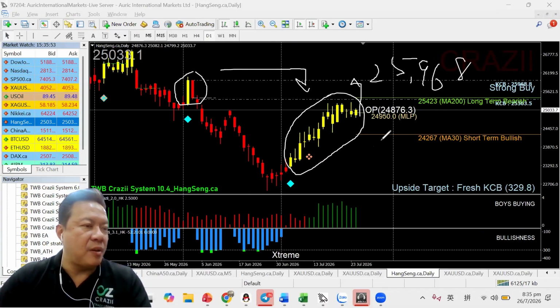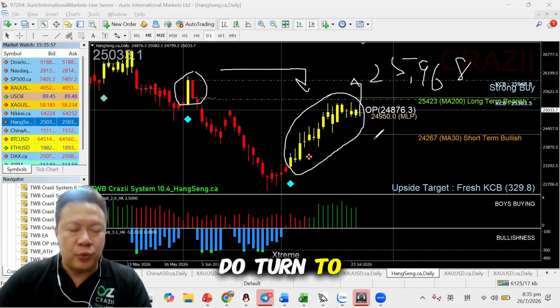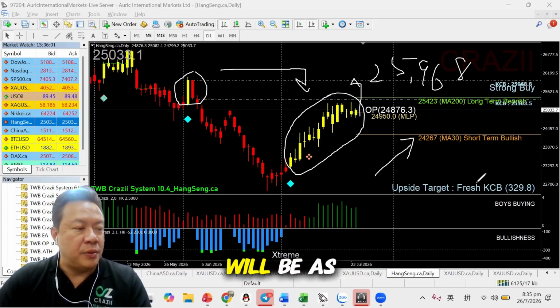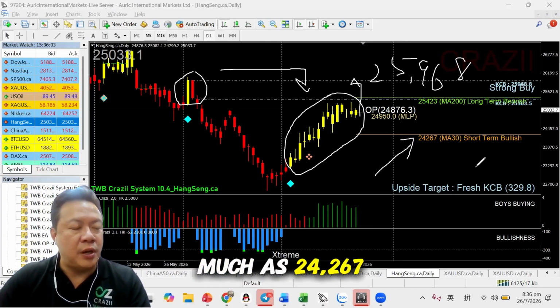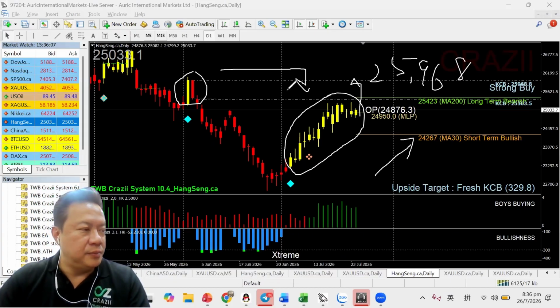So the thing is this: if the market does turn to a red candle, then I think the first target you could be seeing will be as much as 24,267. So this is actually very possible.